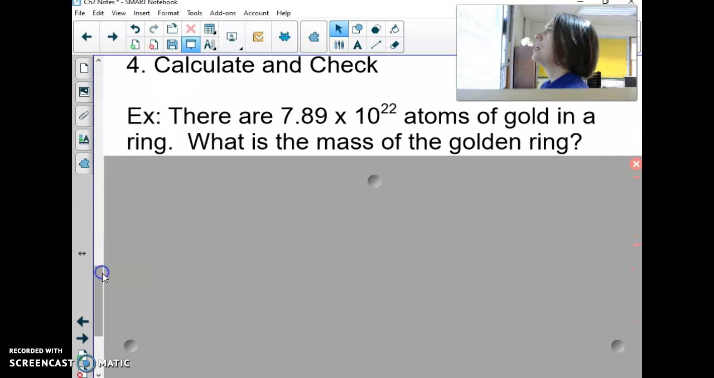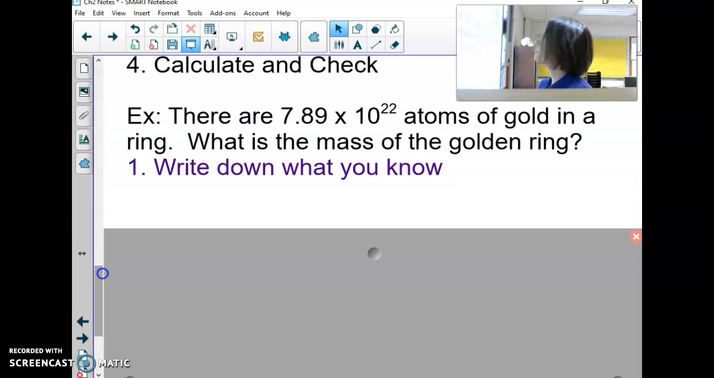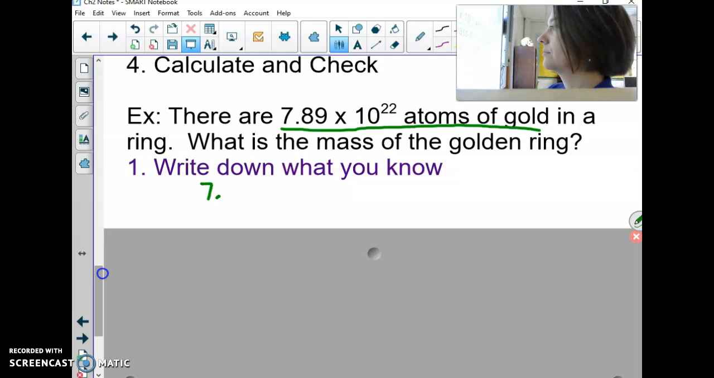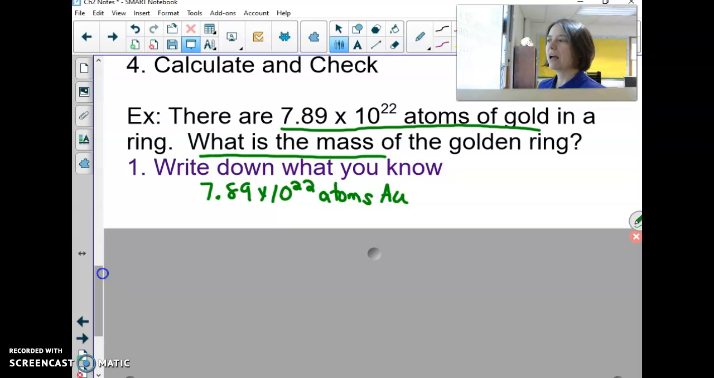Okay, so there are 7.89 times 10 to the 22nd atoms in a gold ring. What is the mass of the golden ring? First thing we're going to do is write down what we know. So we know that there are 7.89 times 10 to the 22nd atoms of gold. Gold is Au. And we're trying to figure out what is the mass. So our question mark is mass.